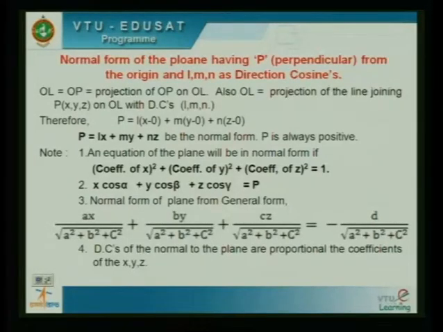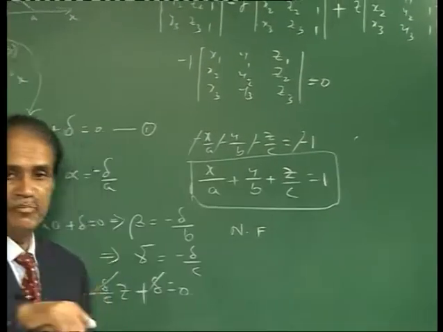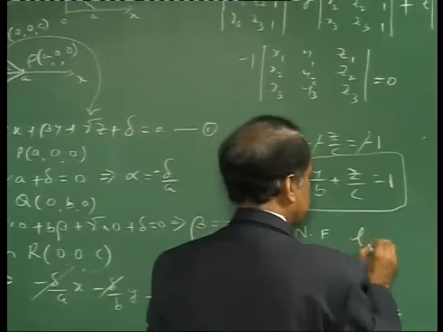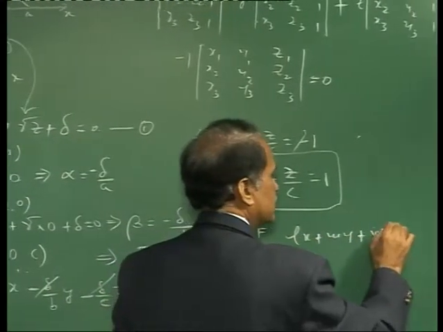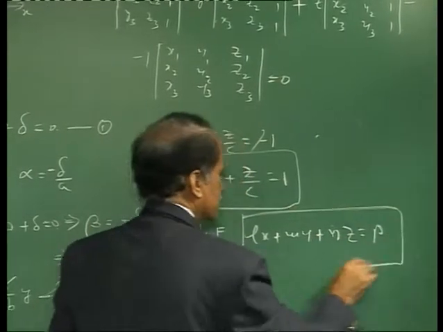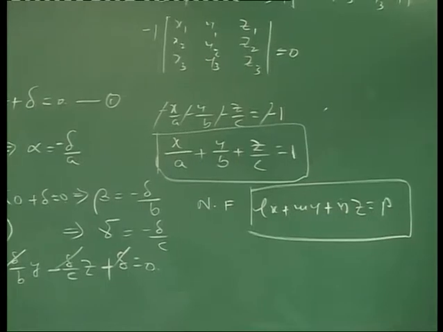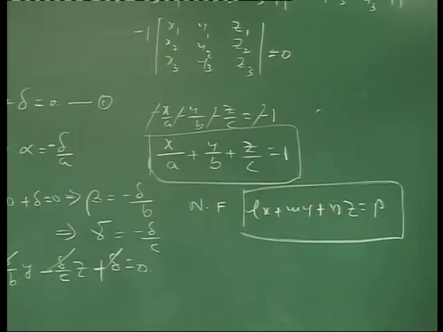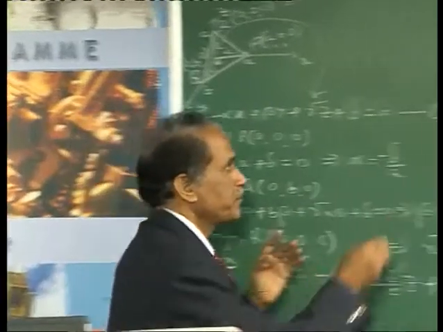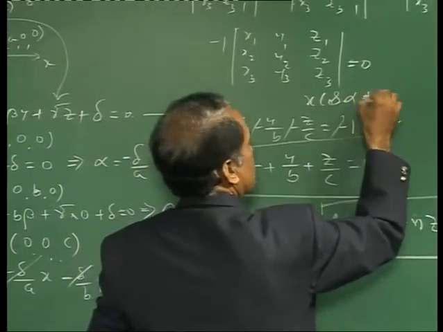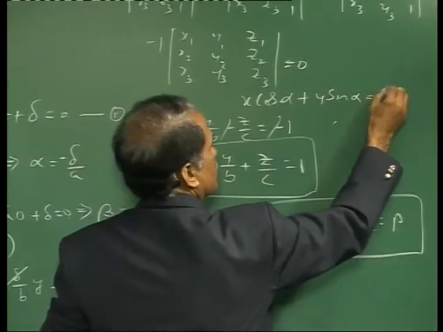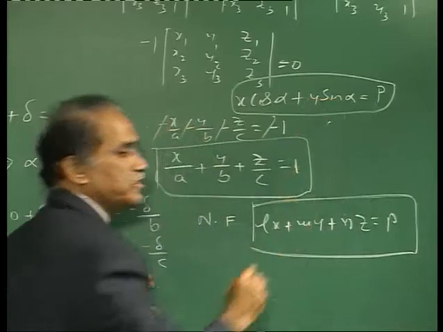Now we have another form, the normal form of the plane, right. When the plane has the projection and normal is given by P, then the normal form of the plane including P as a normal is Lx plus My plus Nz is equal to P. This is the normal form of the plane. Actually, the normal form of the straight line in the previous, two dimensional case, what exactly you have studied, is x cos alpha plus y sin alpha is equal to P. This is the equation already familiar to you.